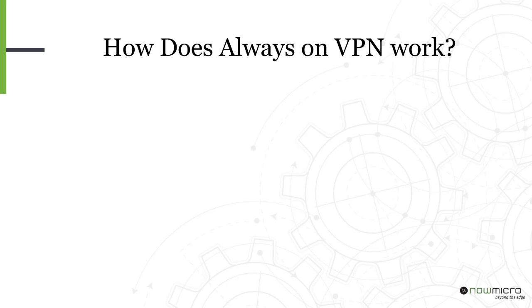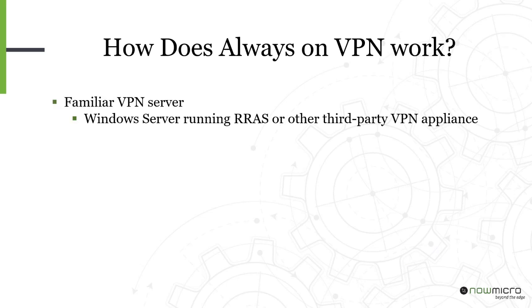So jumping into Always On VPN, how does Always On VPN work? Well, it uses a lot of familiar VPN technology. So if you're familiar with deploying a traditional VPN using Windows solutions, a lot of this should be pretty easy to pick up. Firstly, we have familiar VPN server technology. In the presentation today, we'll be looking at a VPN server running Windows Server 2019 and the Routing and Remote Access server role. Again, it is possible to use a third-party VPN appliance too.